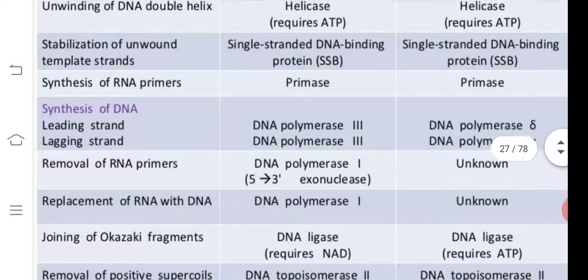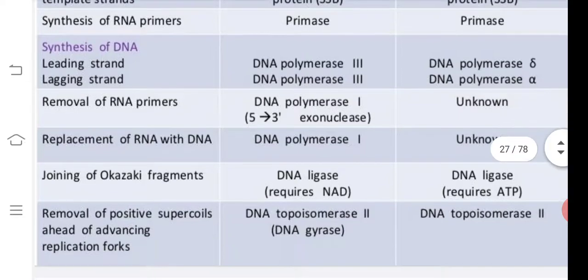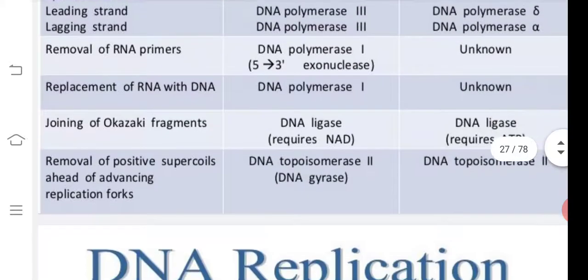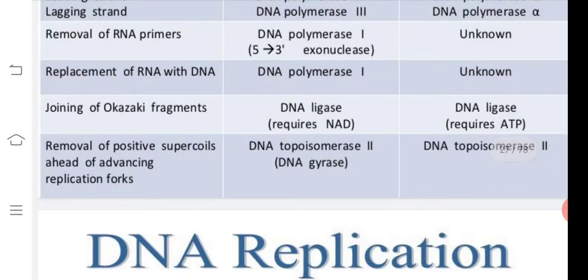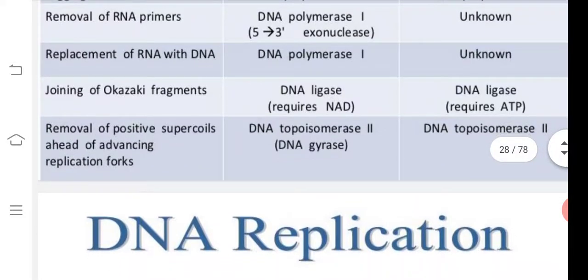The leading strand is made by DNA polymerase delta and the lagging strand by DNA polymerase alpha. Then removal of RNA primer, how it is done, we do not know. Replacement of RNA with DNA also is not known. Joining of Okazaki fragments is done by ligase, as we saw in prokaryotes, and requires ATP, so it requires energy.